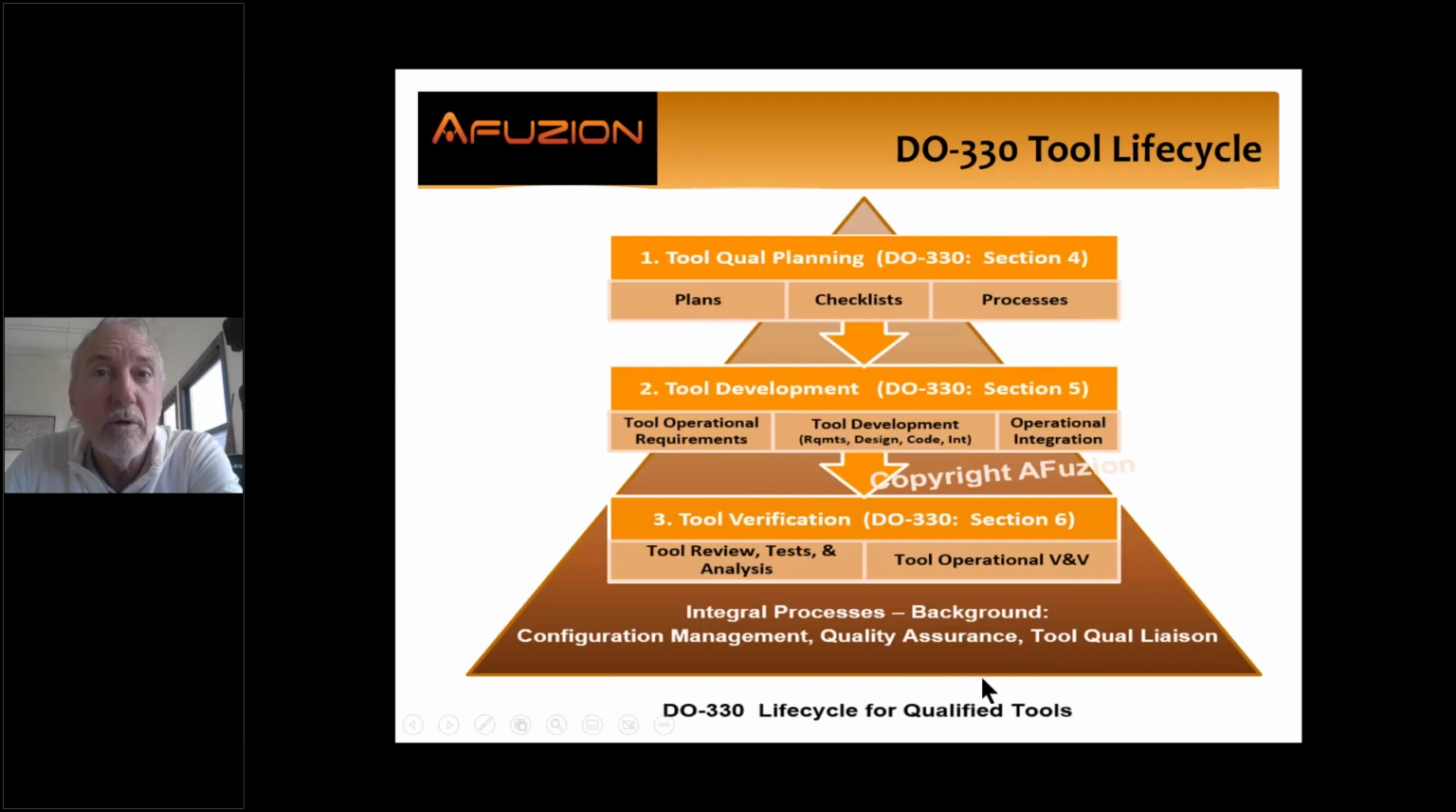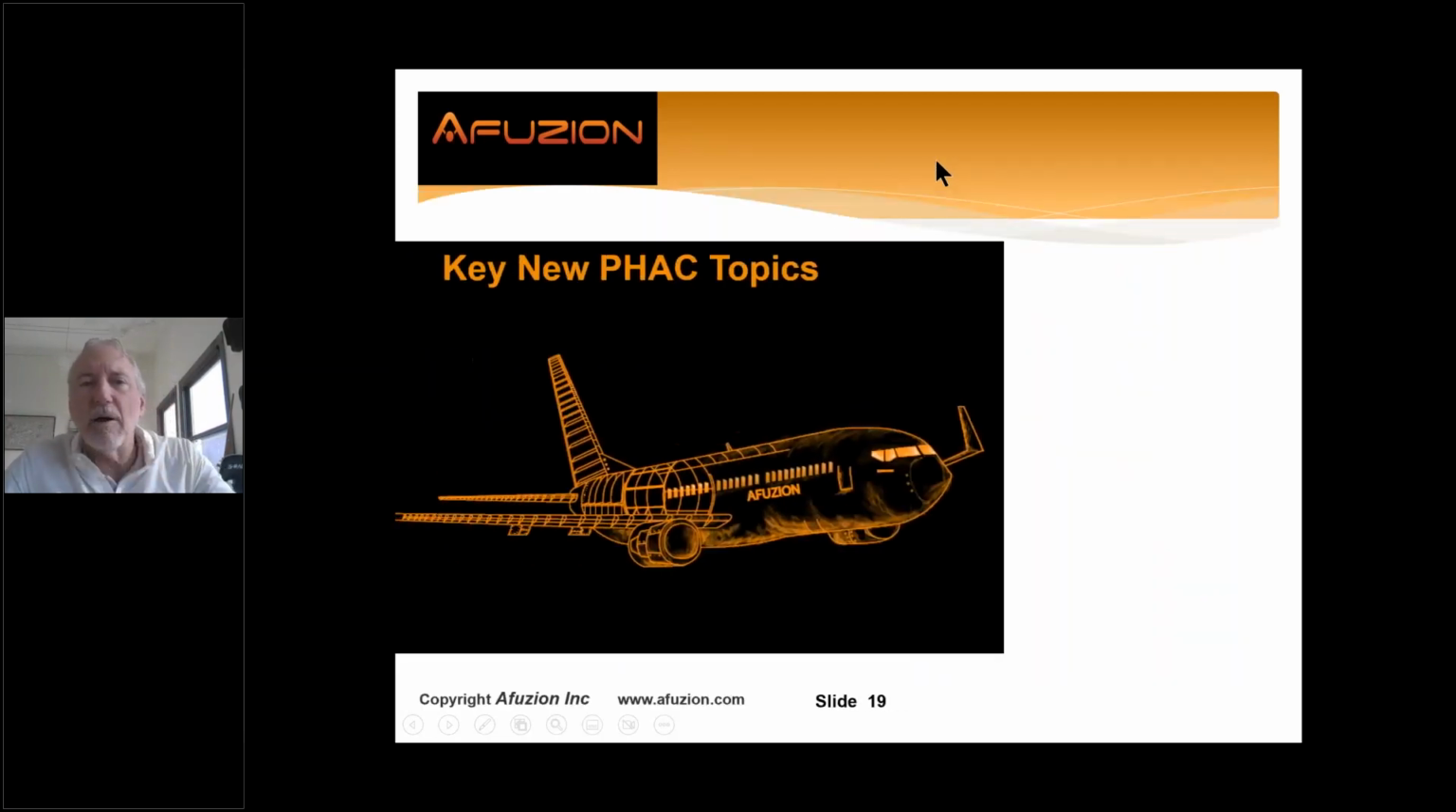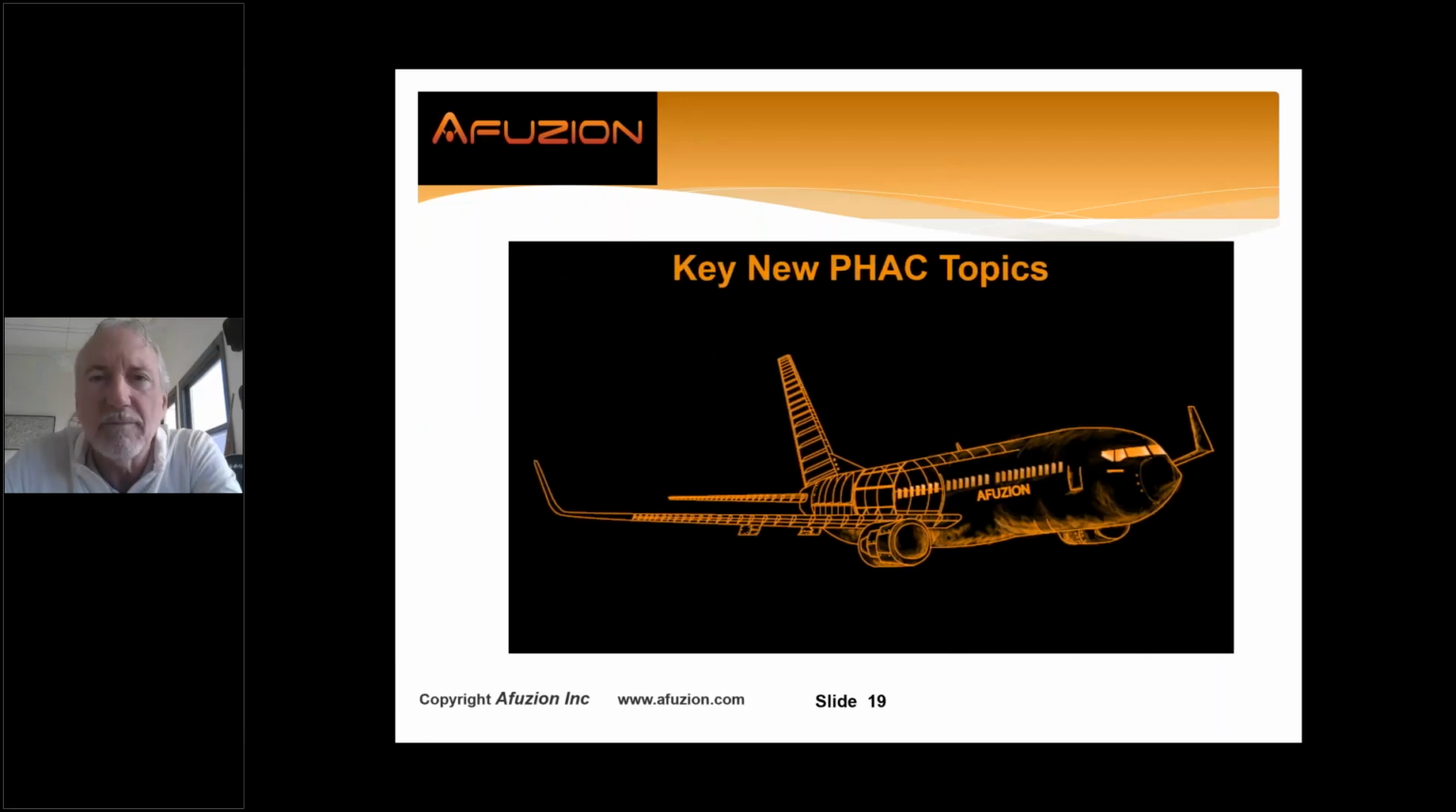So when you don't review the tool's output, you're going to qualify to DO-330. You're going to summarize that in the PSAC. Okay, now let's talk about PHAC topics, key ones.